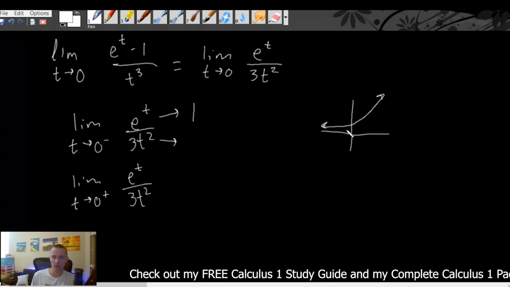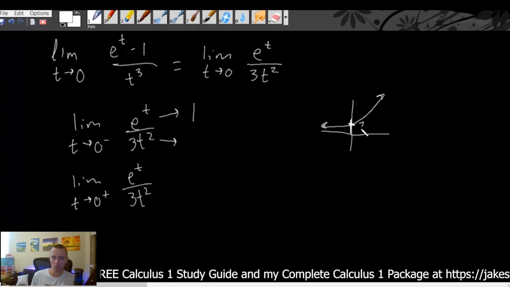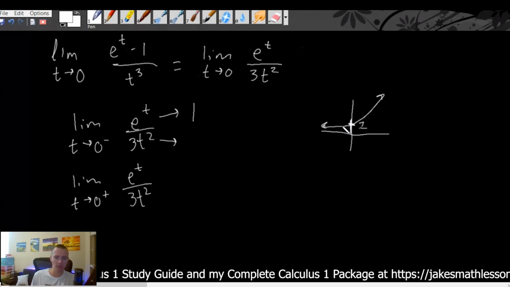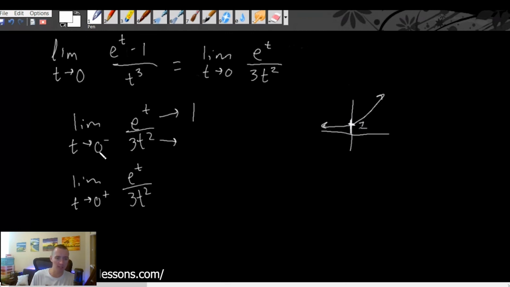At t equals 0, so right on this axis here, this is 1. Well, as we approach from the left, you can see that we're going to be getting closer and closer to 1. We're going to have a number that is a tiny bit smaller than 1, but it's still clearly a positive number all the way along here, and it is very, very close to 1 as t gets very, very close to 0.